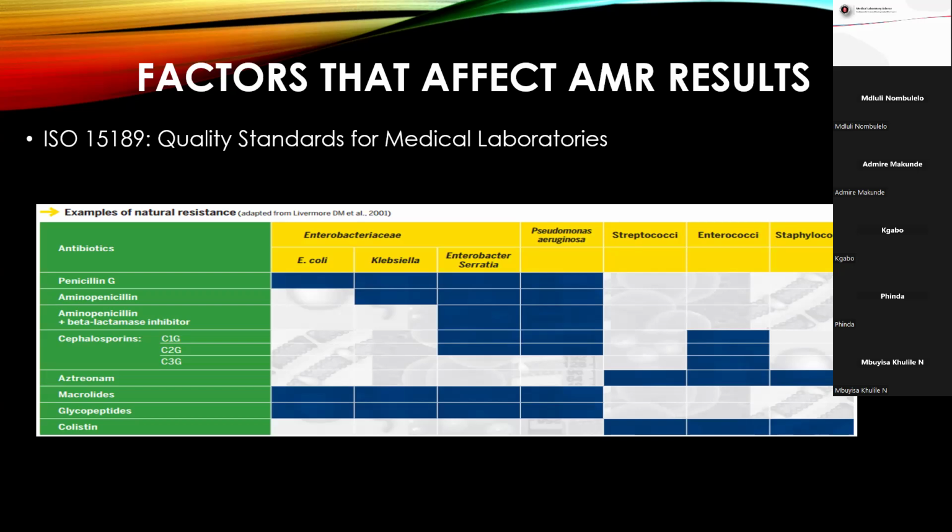Then the selected first, second, and third generation cephalosporins, where Pseudomonas, Enterobacter, and also some gram-positive organisms like Enterococcus have natural resistance. So you don't need to test those organisms against those antibiotics.